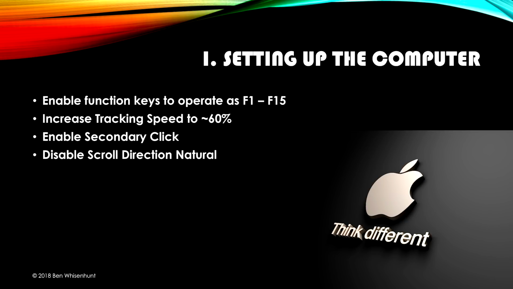In this module we're going to be discussing just the basics of setting up the computer to function more like a PC and be more edit friendly. So we're going to talk about enabling the function keys to operate as F1 through F15 keys. We're going to talk about increasing the tracking speed to be greater than or roughly equal to 60%. We're going to enable secondary click, and we're going to disable the scroll and natural direction. So let's get into it.